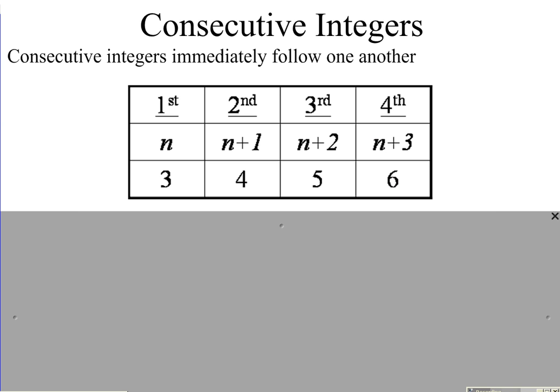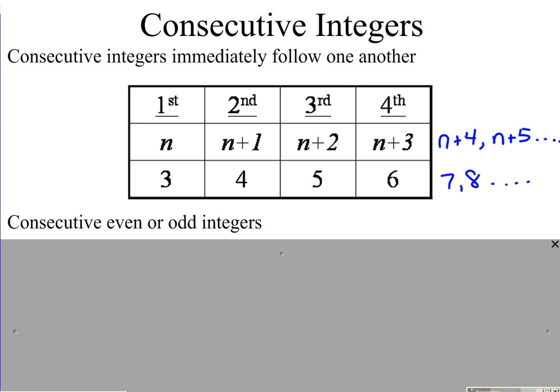In general terms, 4 consecutive integers: first integer, second integer, third integer, and fourth integer. If we call the first integer n, to get to the next integer right after that, we add 1. That's how we get n plus 1. Add 1 to that, we get n plus 2. Add 1 to that, we get n plus 3. Add 1 to that, the next one's going to be n plus 4, n plus 5, and so on. If we just pick a random integer, start at 3, consecutive integers after 3, add 1 is 4, add 1 is 5, 6, 7, 8, and so on. Those are examples of consecutive integers.